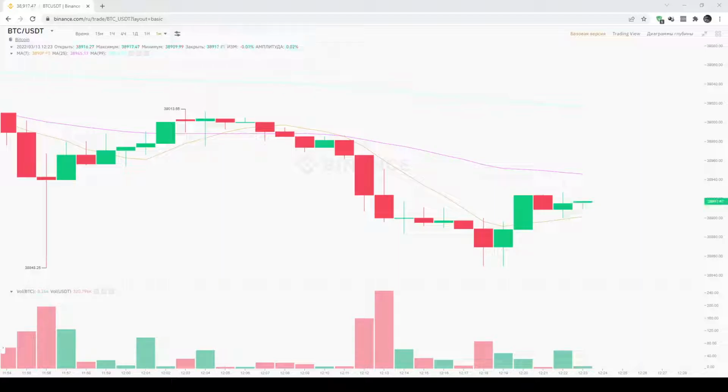Anchored VWAP allows you to specify the price bar where calculations begin, making it easy to see whether bulls or bears have been in control of the chart since that very specific point in time.